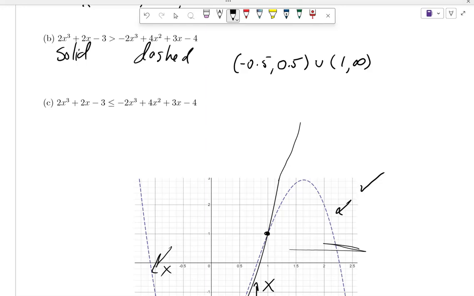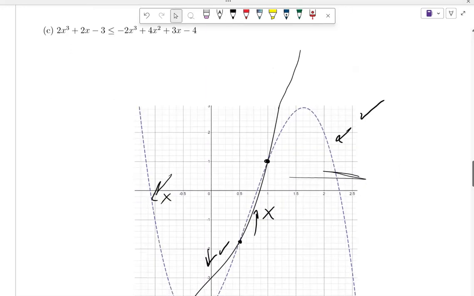Now, why did I use parentheses rather than brackets? What's telling me to use a parenthesis rather than a bracket? And why is it not included? Notice that if I look at my inequality sign, what does that say? Does it say it needs to be equal to? No, so I use parentheses rather than brackets. Let me erase all these lines that I have over here now.